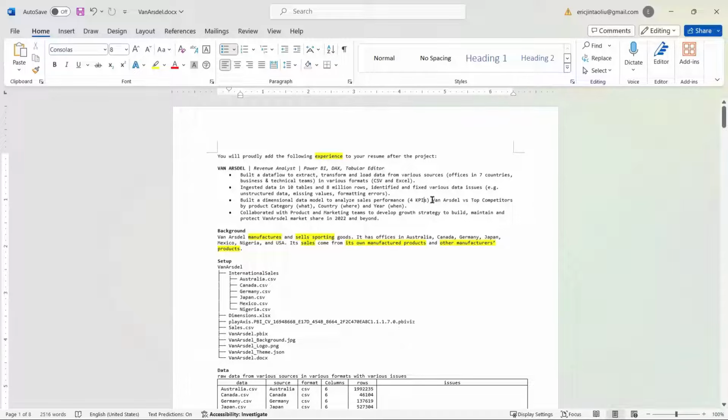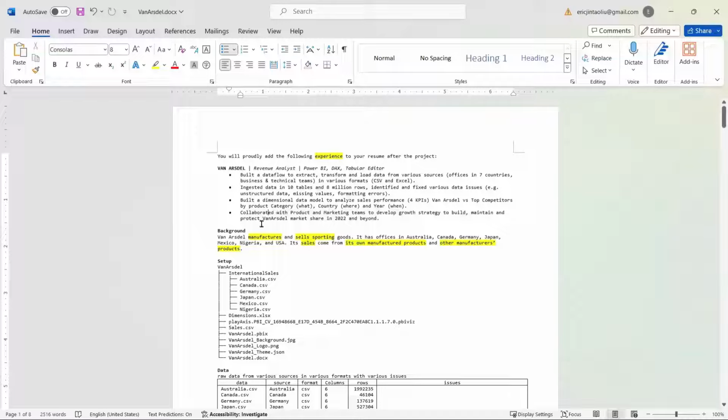And we compared the performance between Van Asdale versus its top competitors. So we mentioned that along different dimensions. So we mentioned by product, by country, and by year. We put them within brackets. So you can easily see 3 dimensions. One is what, and the second is where, and the third is when. 3 dimensions, right?